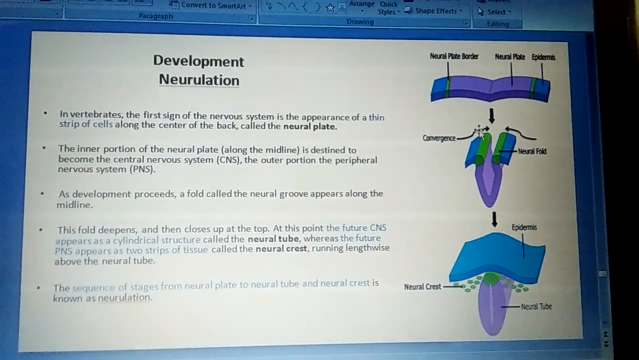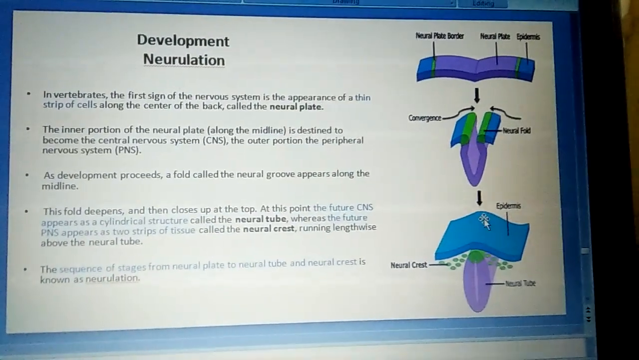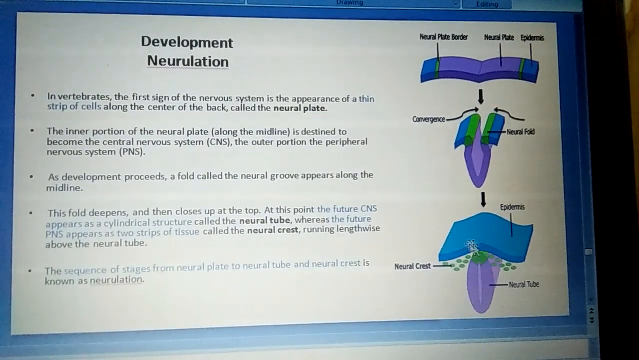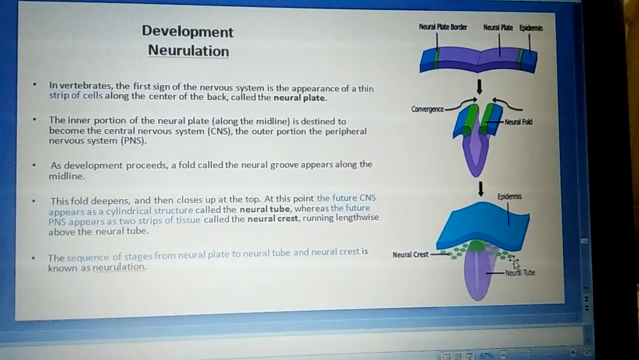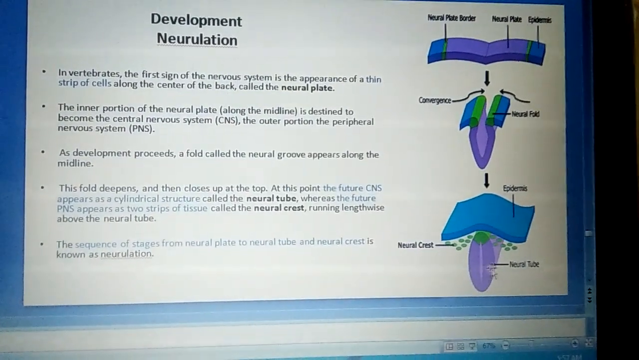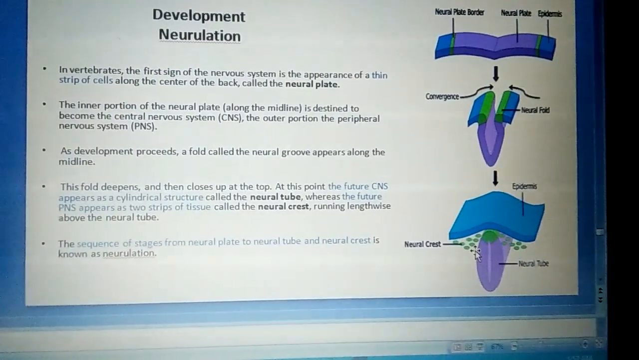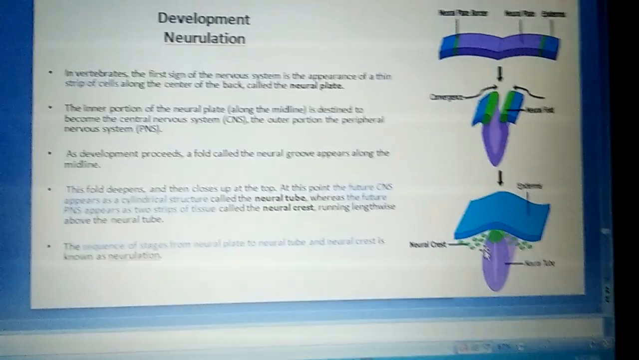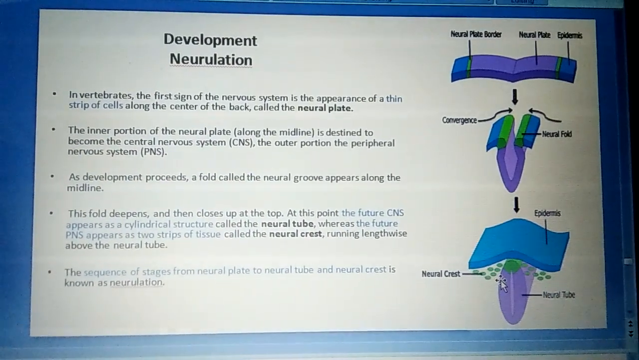As development proceeds, a fold called the neural groove appears along the midline. This fold deepens and then closes up at the top. At this point, the future central nervous system appears as a cylindrical structure known as the neural tube, whereas the future peripheral nervous system appears as two strips of tissue called the neural crest. The sequence of stages from neural plate to neural tube and neural crest is known as neurulation.